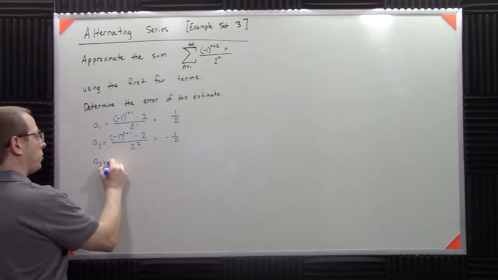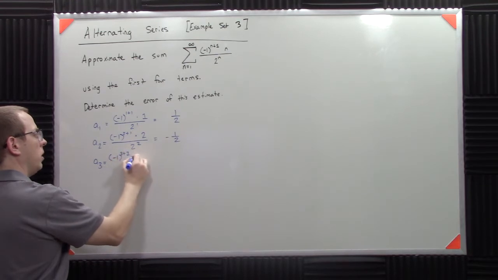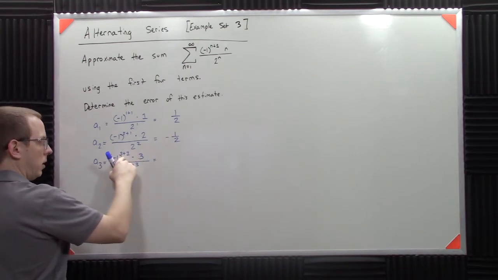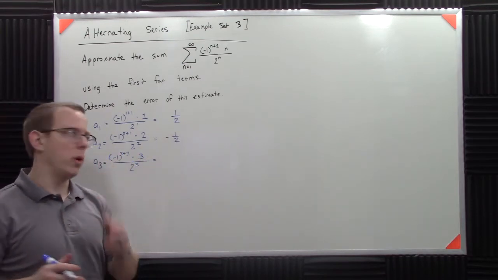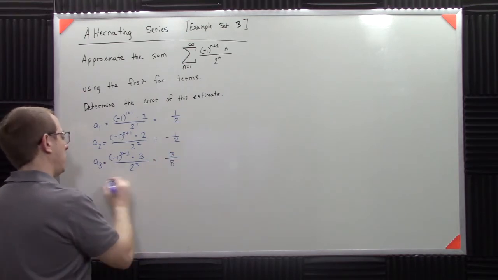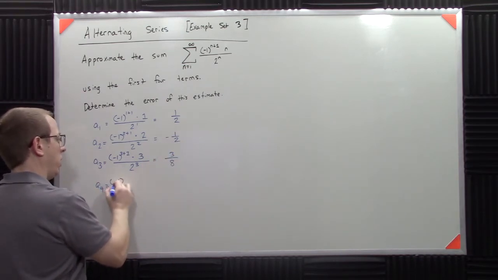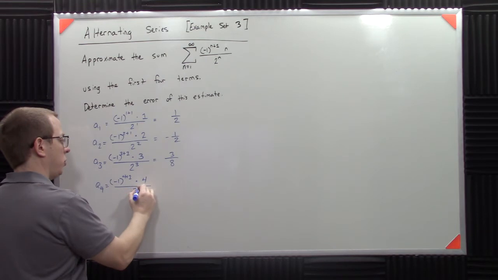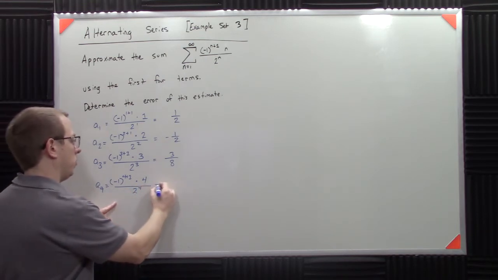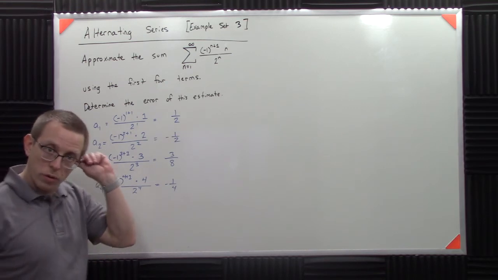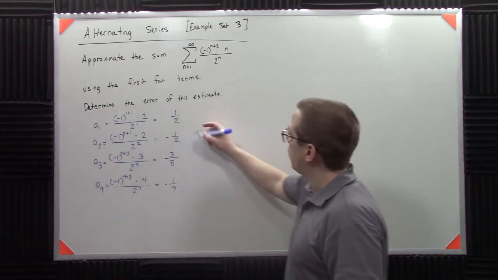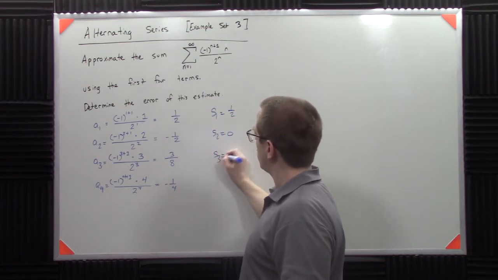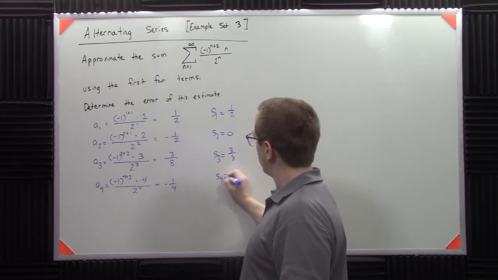Third term, negative 1 to the 3 plus 1 times 3 over 2 to the third. So that becomes negative 1 to the 4th, which is just 1. So I now have 3 over 8. And a4, negative 1 to the 4 plus 1 times 4 over 2 to the 4th, so this becomes negative 1/4. So then what I have here is S1 is 1/2, S2 is actually 0, S3 is 3/8, and S4 is 1/8.